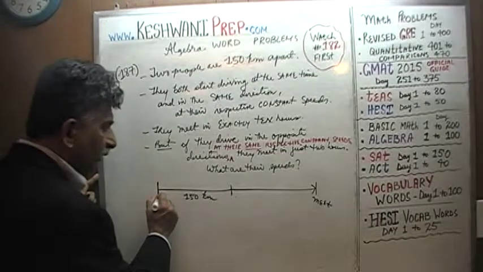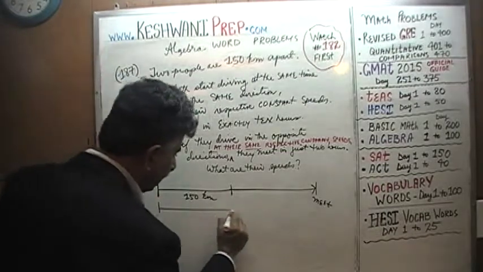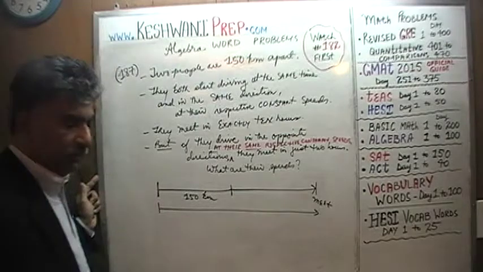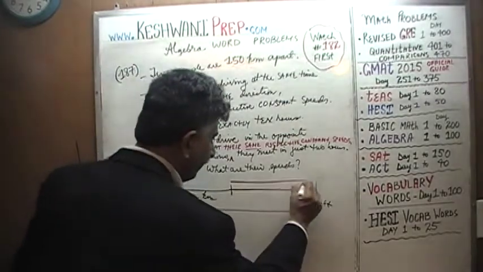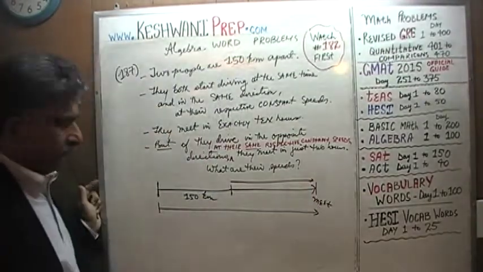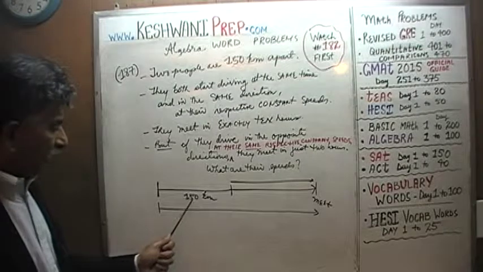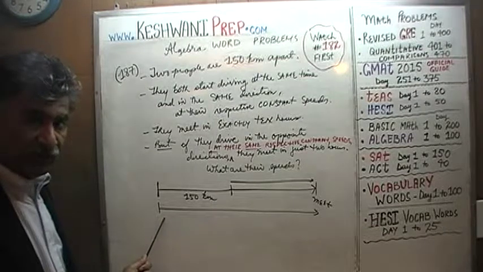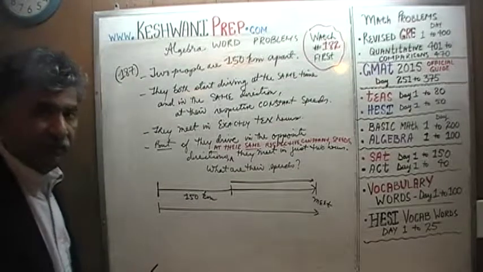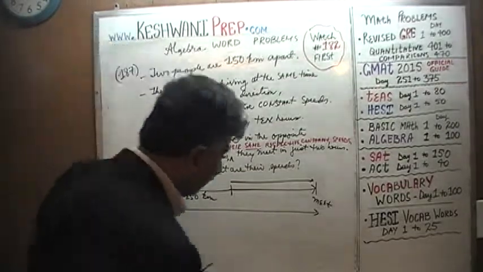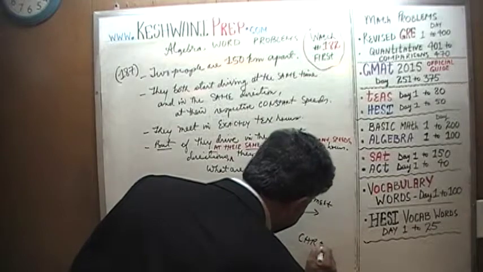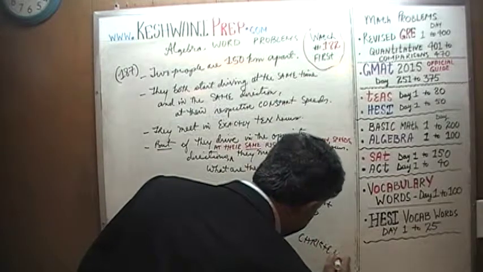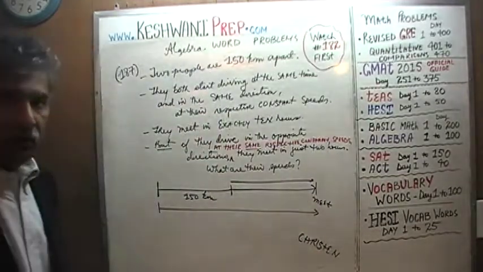This guy drives all the way from here, all the way to here, and this guy just has to drive this distance, and they end up meeting. Since he's going to drive 150 kilometers extra, obviously he's going at a faster speed. Let's give these two people a name. Let's christen them so that we can talk about them.